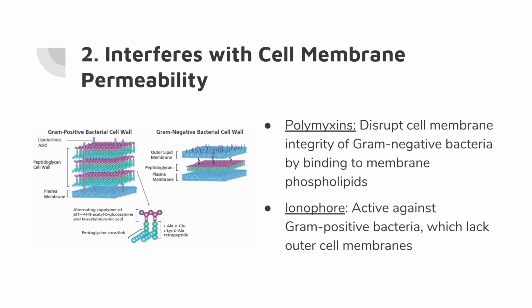The second mechanism of action is interfering with cell membrane permeability. One group of antibiotics, polymyxins, disrupts cell membrane integrity of gram-negative bacteria by binding to membrane phospholipids. Two polymyxins include polymyxin B and polymyxin A. The second group, ionophores, are active against gram-positive bacteria, which lack outer cell membranes, and two examples of ionophores are monensin and valinomycin.